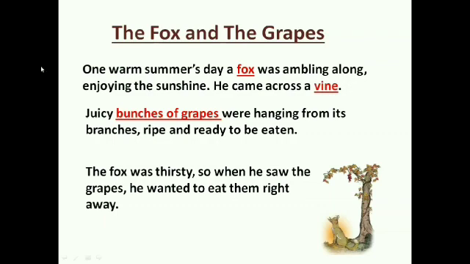Okay, let's move on. Juicy bunches of grapes were hanging from its branches, ripe and ready to be eaten. You're going to have to change bunches of grapes. So maybe juicy apples were hanging from its branches, ripe and ready to be eaten. Be careful, again, your sentence has to make sense. This is the hardest part. So each time you change a sentence, or each time you modify a word or two, you have to read your sentence again and make sure it makes sense. Good.